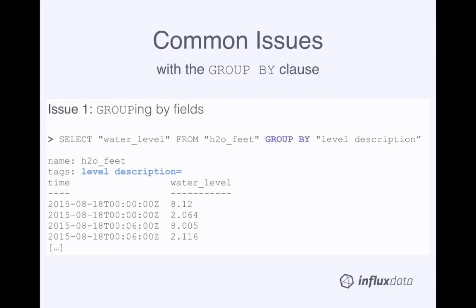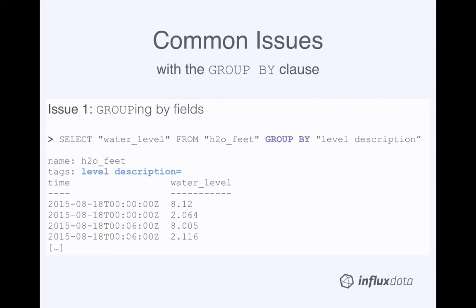In this last slide, I'll go over one of the common issues that we see with the group by clause. This issue describes what happens when queries attempt to group by a field. As I mentioned at the beginning of this short, the group by clause doesn't support grouping query results by fields. And it's good to note that if you do include a field in your group by clause, InfluxDB will not return an error.